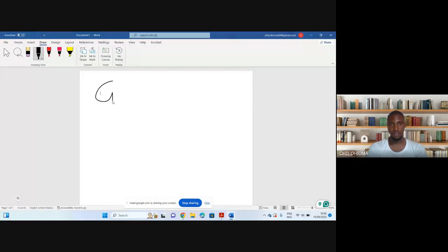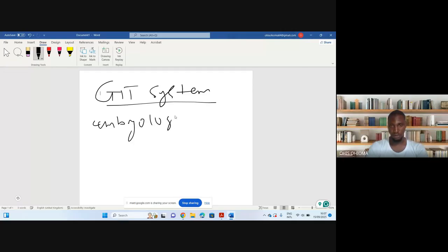So we'll start with gastroenterology, the GIT system. And so the GIT system, we have the embryology, right? Embryology. We have the anatomy.